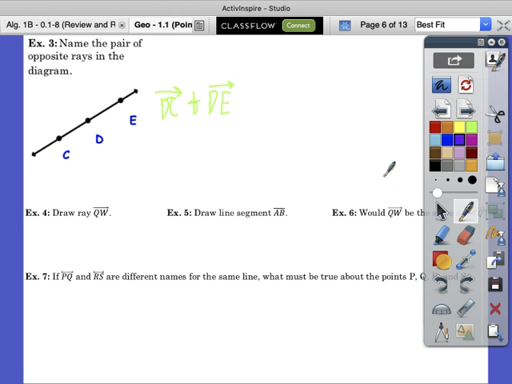Okay. So I want you guys to try and draw ray QW. Try and draw ray QW on your paper. Draw what you think that might be, how you think it might look. So go ahead and try that.